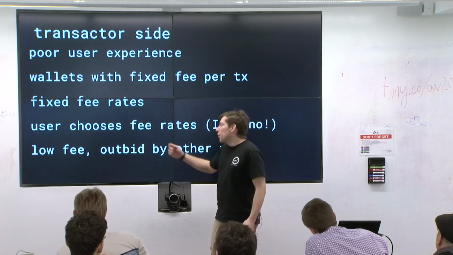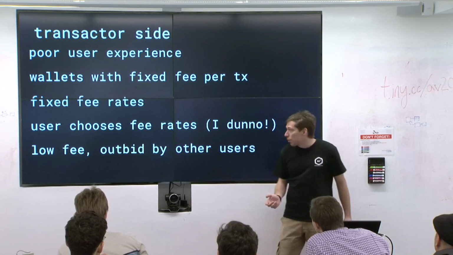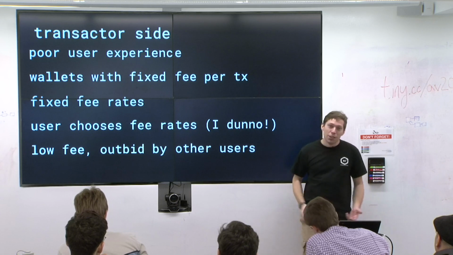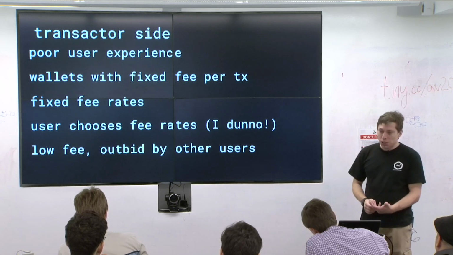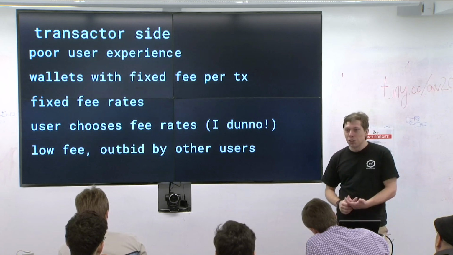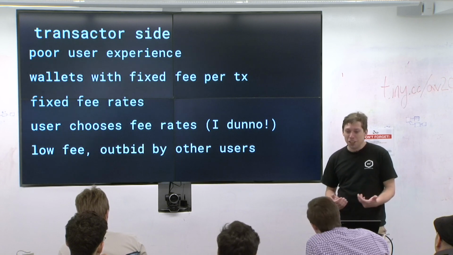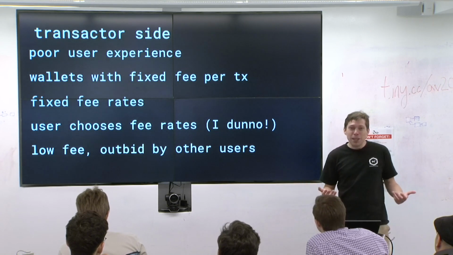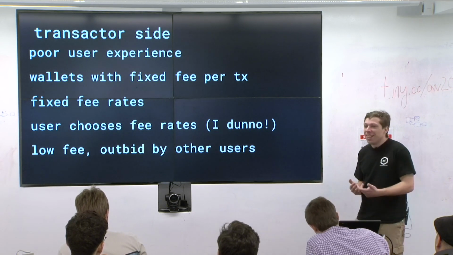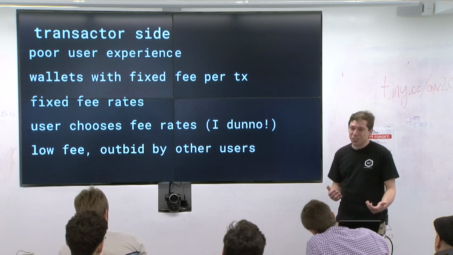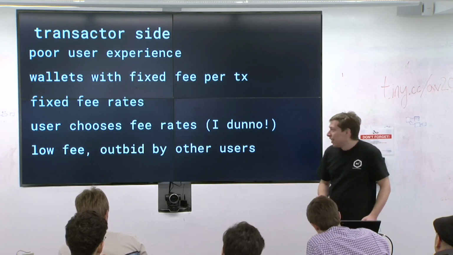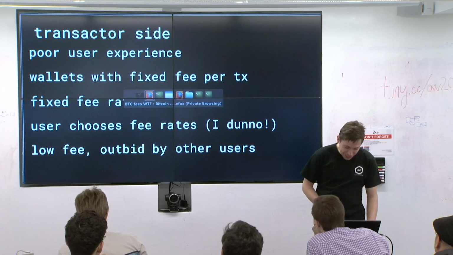Once the fee market starts changing and people start paying more, this wallet software will not work. Or you can have the user choose the fee rate, which seems great, but users are like, I don't know. You're using Bitcoin. What fee rate do you want? 10 Satoshis per byte, 20, 40, 70? What's a Satoshi? What's a byte? This is not a great problem to hand off to the user. How do I even determine this? There are sites, and the sites aren't very good either.